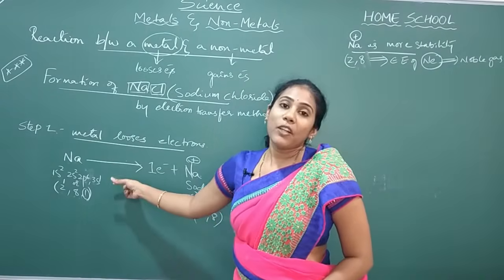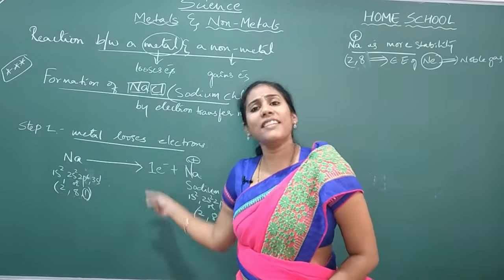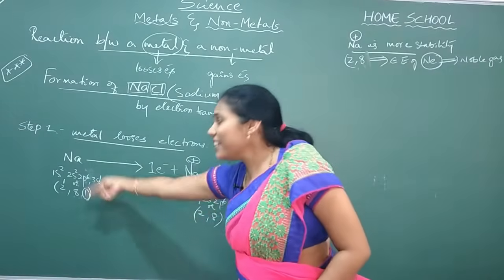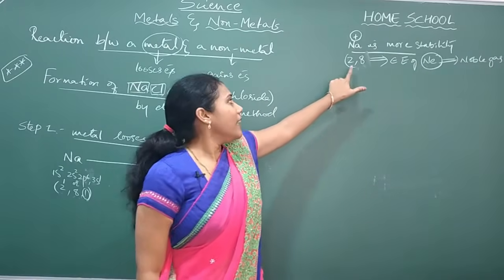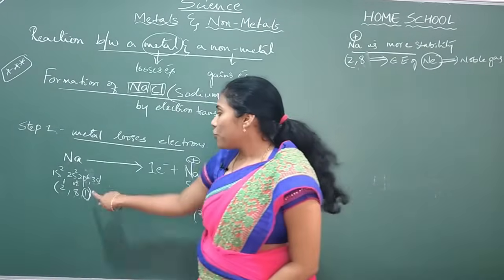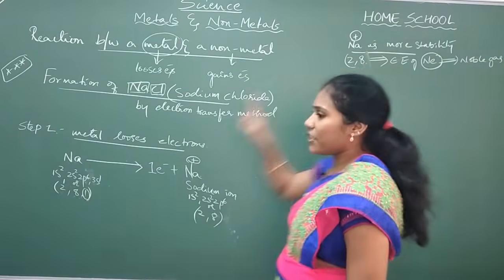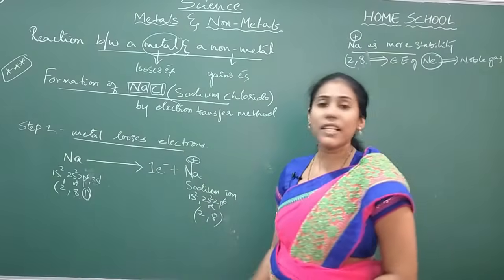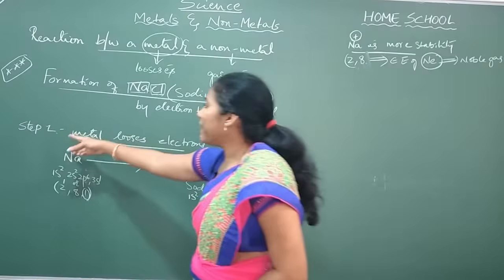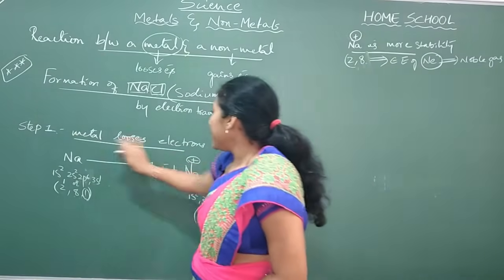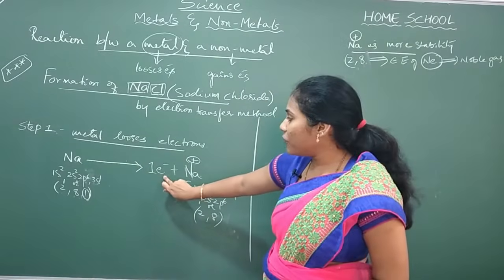Because of that, metals always lose electrons. Again, how many electrons it has to lose depends on its nearest noble gas. Its nearest noble gas is neon, with this electronic configuration. So how many electrons should this one lose to achieve it? One electron. That is why it is losing one electron. Fine. So in step number 1, I have shown you the metal losing an electron, that is sodium loses one electron. This is how you have to write, guys.